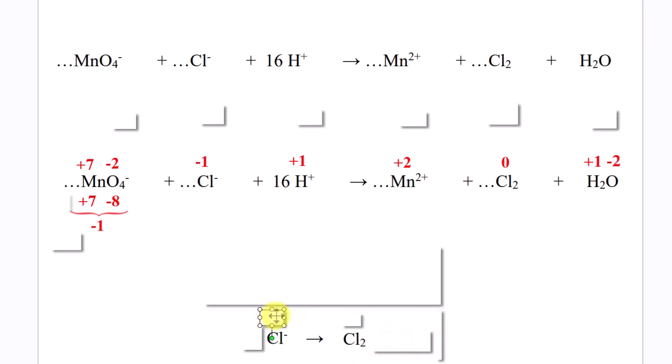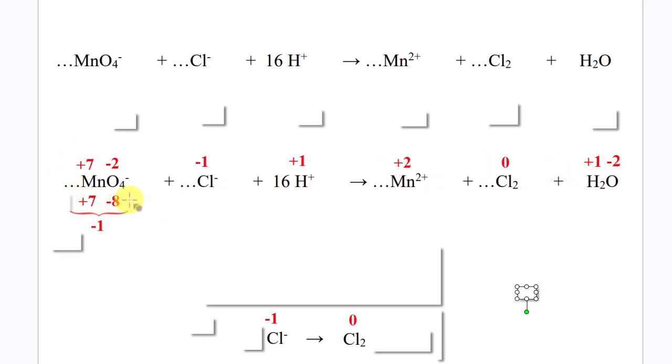We have this -1 and we have this 0. There's a change. And we want to see if there's any other changes. That's what's going to be used for balancing the reaction. Well, I look at my hydrogen +1, +1, oxygen's -2, -2. Well, that leaves our manganese.